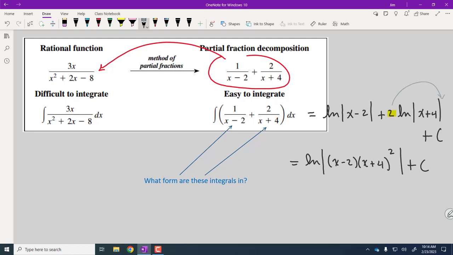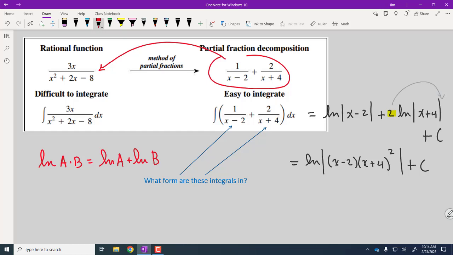The log of a product says if we have the log of a times b, that's going to be the log of a plus the log of b. Plus right there. And so we're just going backwards. If we have a sum of 2 logs, we can turn it into the log of a product. So we have a log plus a log, so we can turn it into the log of a product.